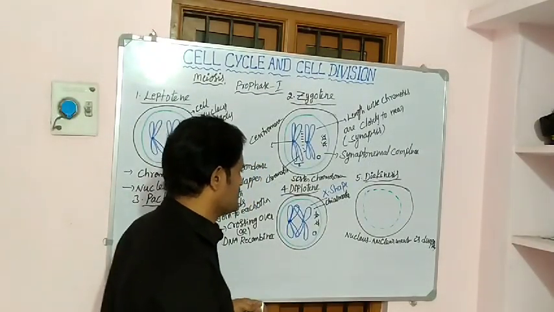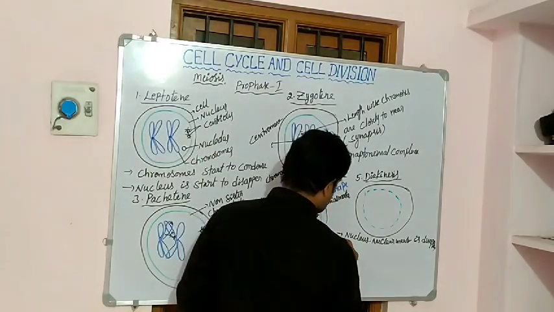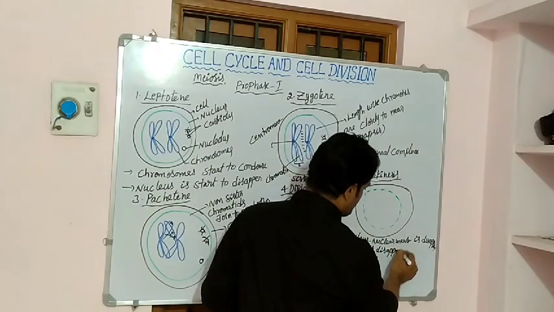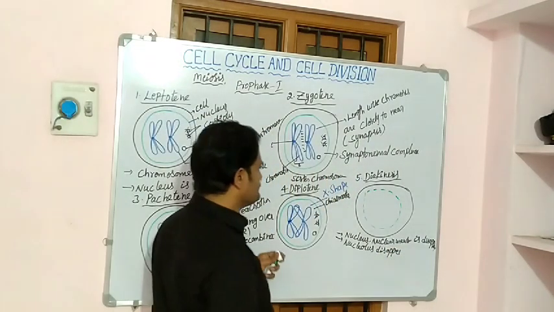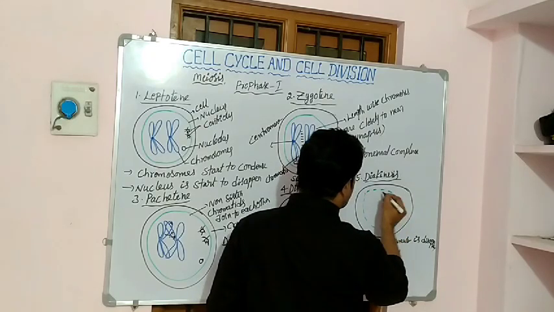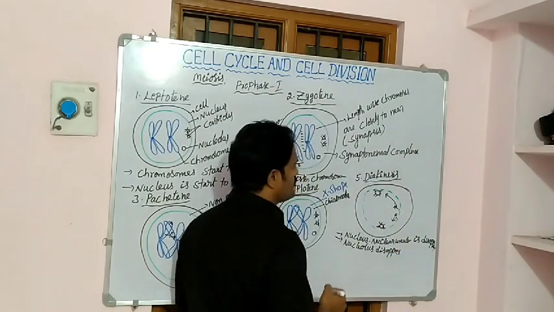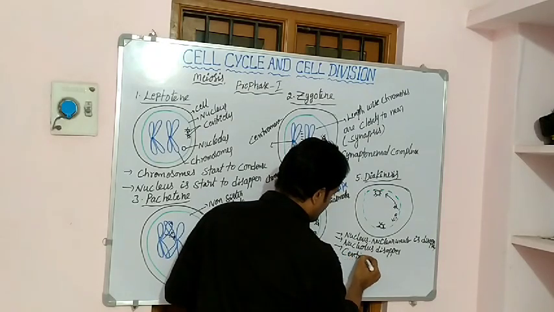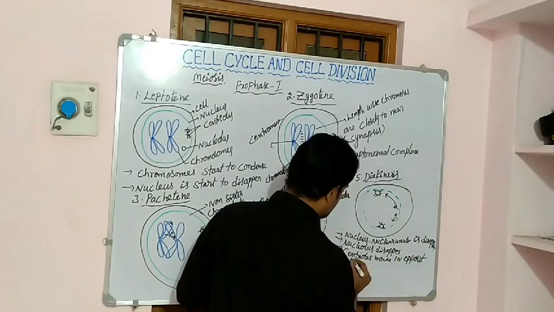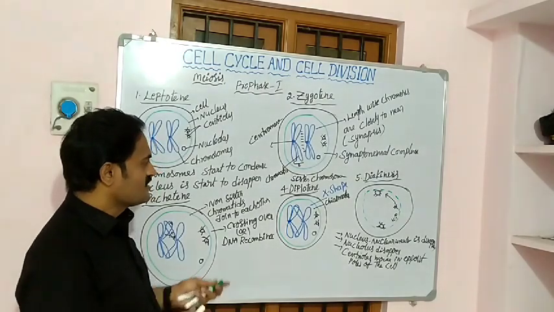Then what is the next change? The second change is that the nucleolus also disappears. Then the next change is the centrioles. Here the centrioles are present now. These centrioles move to their opposite poles like this, here and here. So the centrioles move to opposite poles of the cell. Remember.